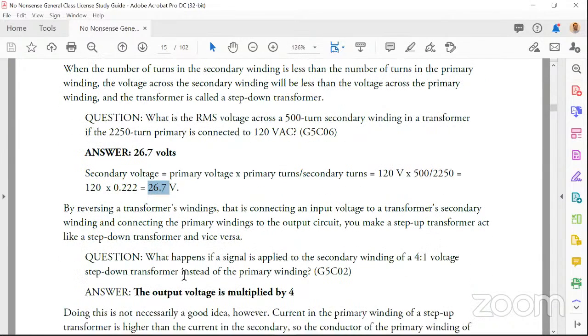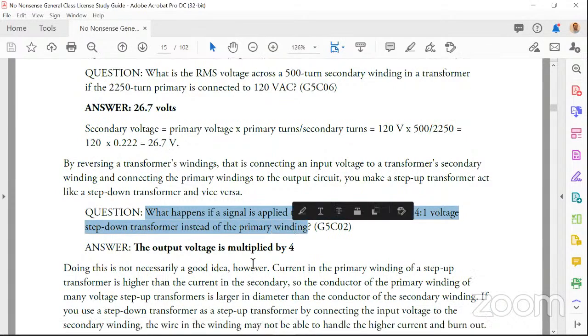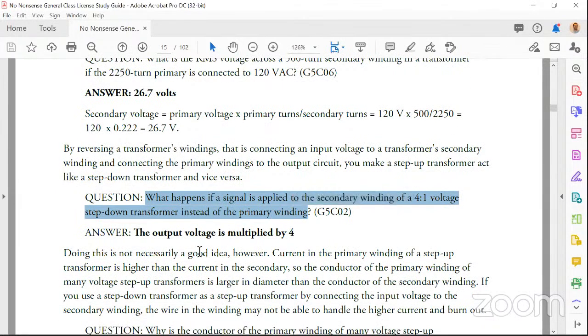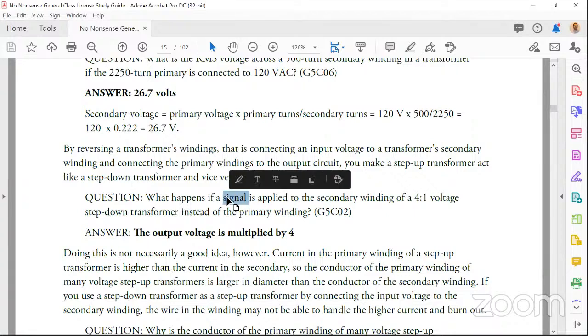Again, a fully worked example last class. Let's move right along. Next question in the question pool. What happens if a signal is applied to the secondary winding of a 4-to-1 voltage step-down transformer instead of the primary winding? All right, so here's the question. The signal, right? But let's think of it as an AC voltage, right? Alternating current. They say signal to try to tie you up a little bit, but think about it as an AC voltage, all right? What happens when you apply that voltage to the secondary winding of a 4-to-1?